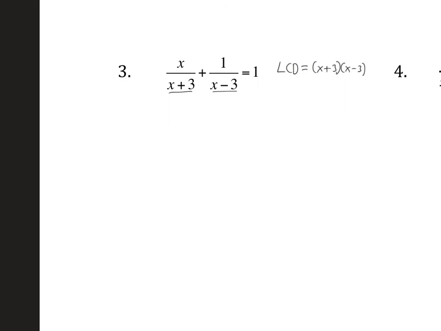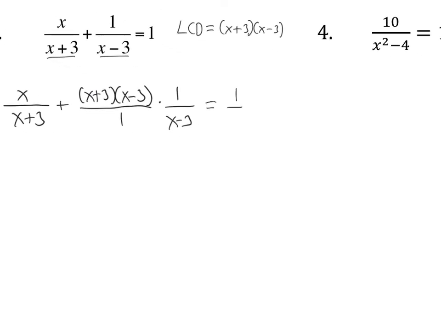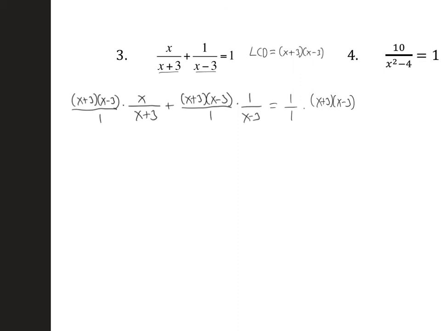Okay? This one's going to be a little bit longer. We're going to do x plus 3 times x minus 3 times x over x plus 3 plus, then we're going to do x plus 3 times x minus 3 times 1 over x minus 3. Put this over 1 equals 1 over 1 times x plus 3 times x minus 3. Ooh, a lot of stuff going on here. Okay, so we're multiplying this. X plus 3s are going to cancel here. X minus 3s are going to cancel here.